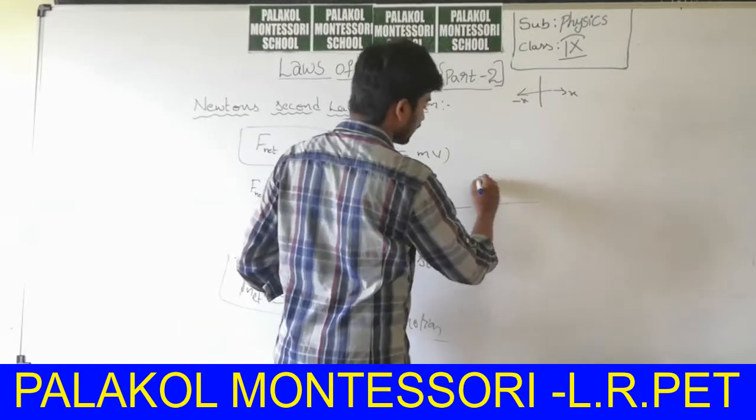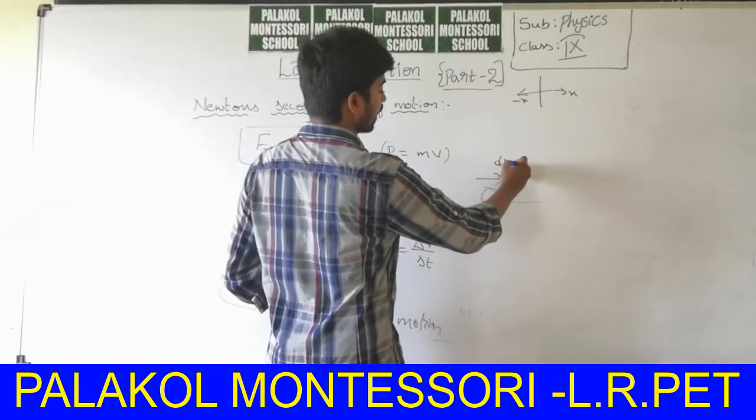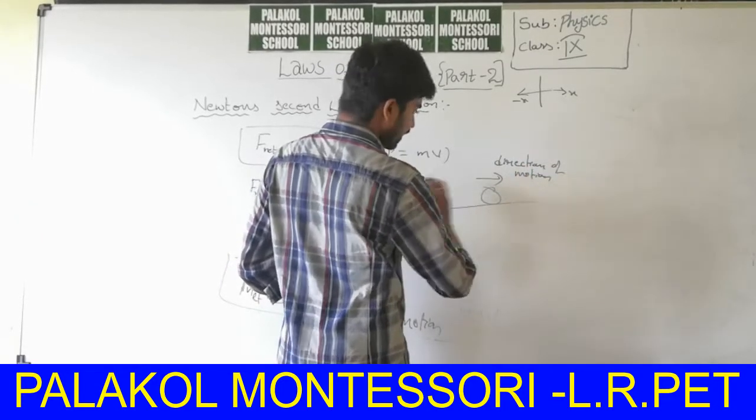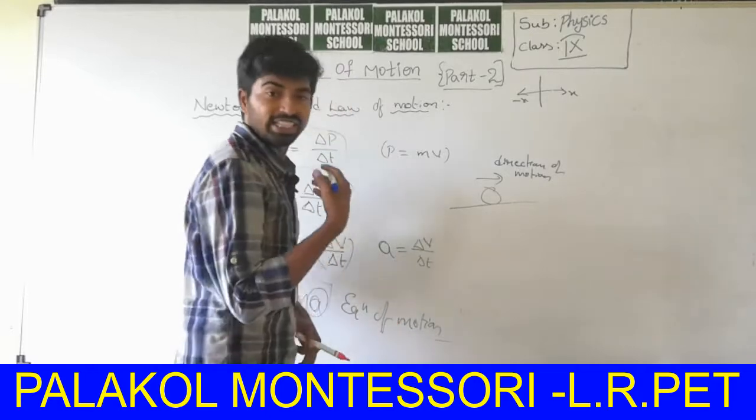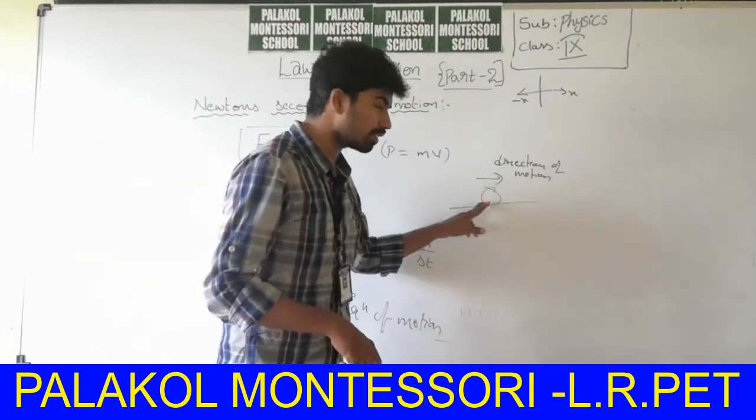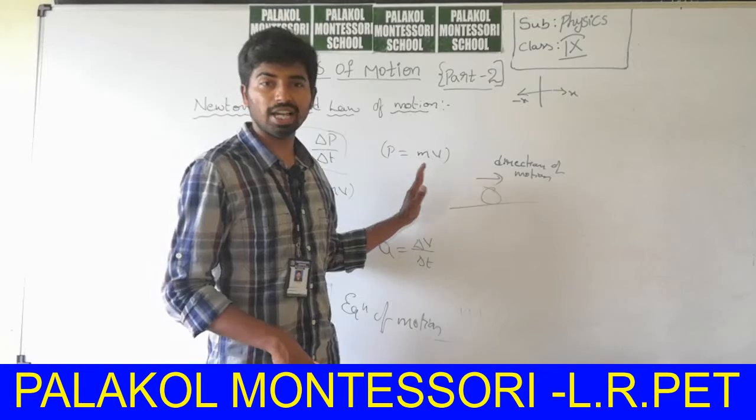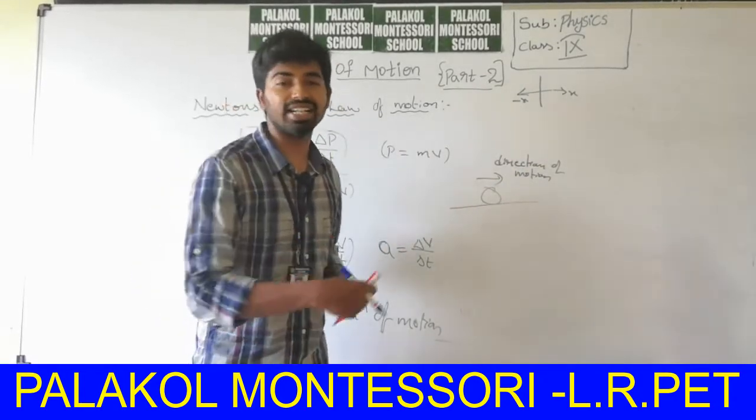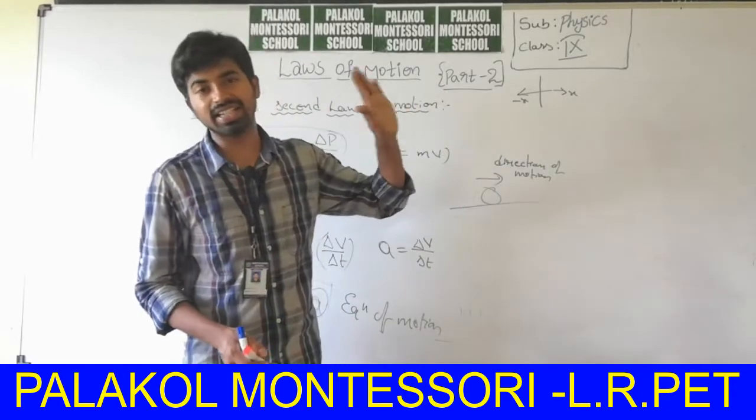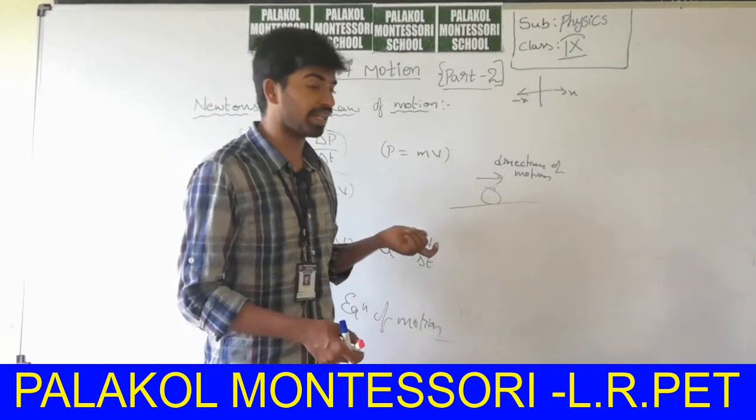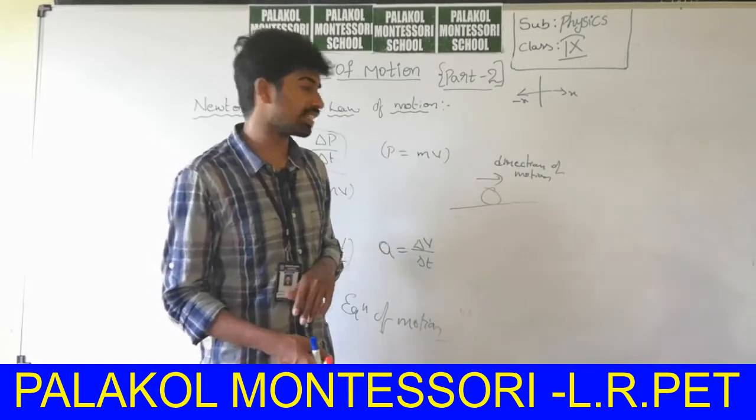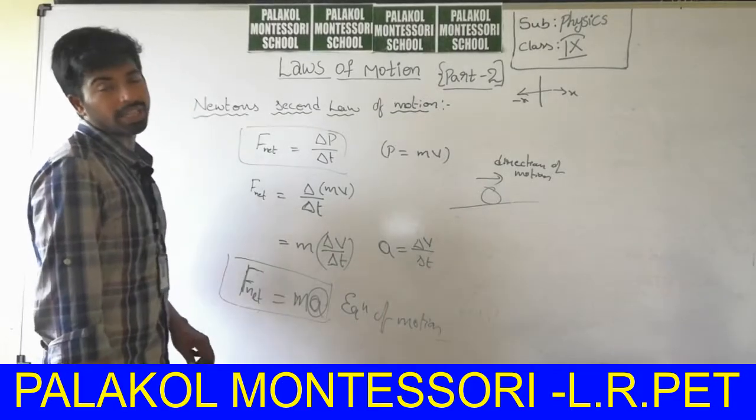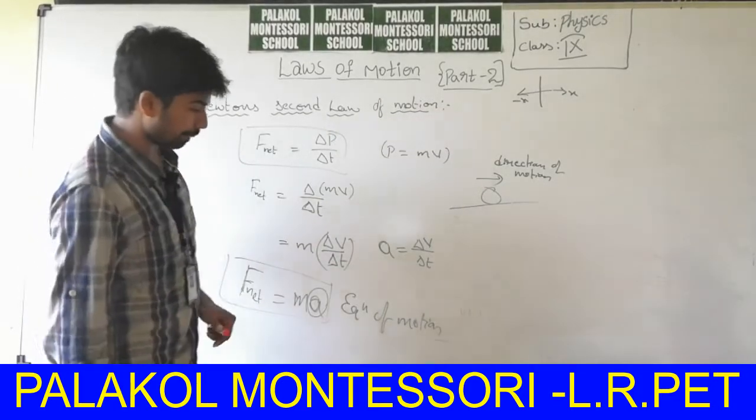A ball is rolling in this direction. This is called the direction of motion. If you apply the force in the same direction only, what will happen? The velocity of the ball increases. So, here what is happening? The applied force is used for accelerating. Accelerating means increasing of speed. The applied force is increasing the speed. So, that is why you have F net is equal to m a.